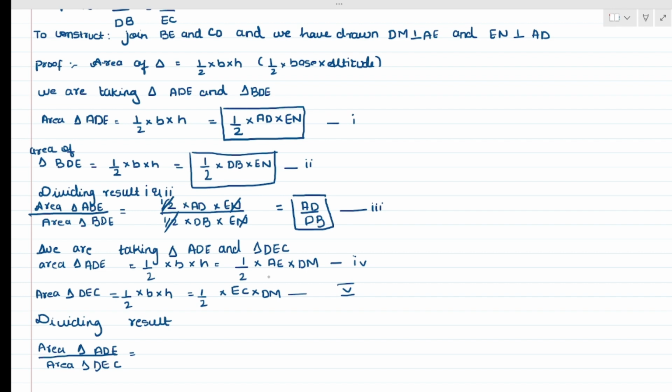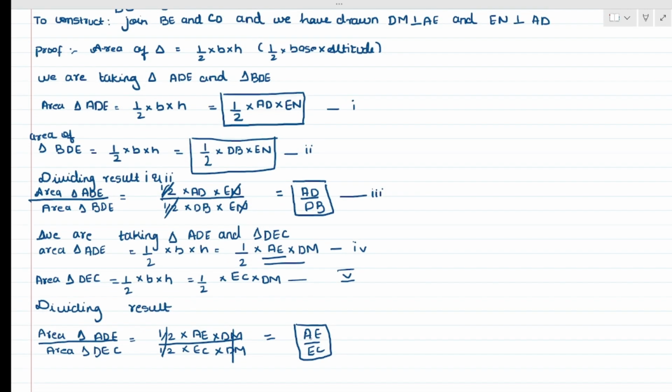What is my first result? My first result is half into AE into DM. And what is my other result? Another result is half into EC into DM. So DM and DM cancel, half cancels. What am I left with again? I am left with AE upon EC. Keep this answer in the box.